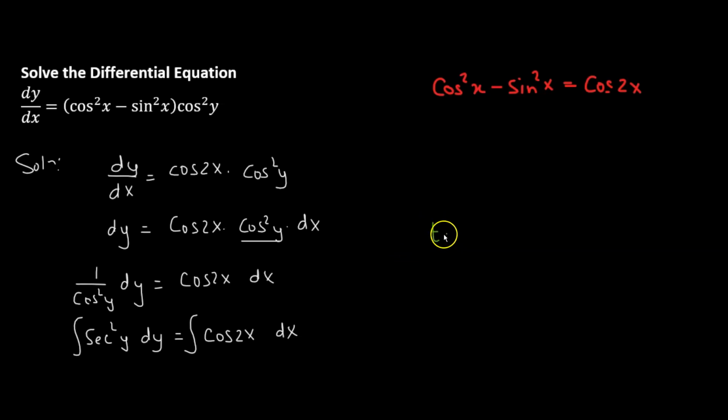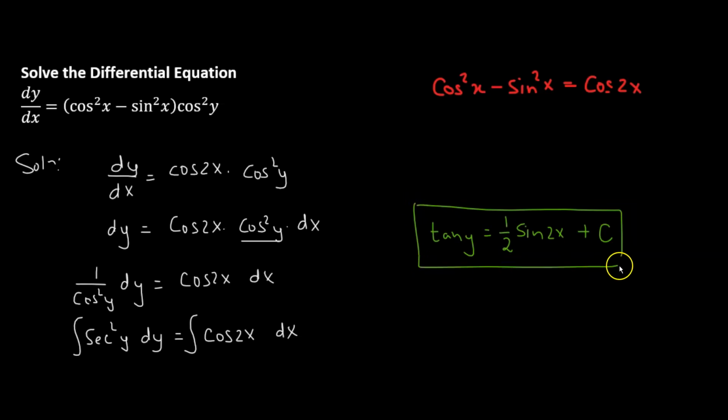and that should finally give us tangent of y equals, so integration of cosine 2x, so that's sine 2x, and because we have 2x, we need to multiply it by the factor half plus the constant of integration c, and this is the required solution to our given differential equation. Let's move on to the next problem.